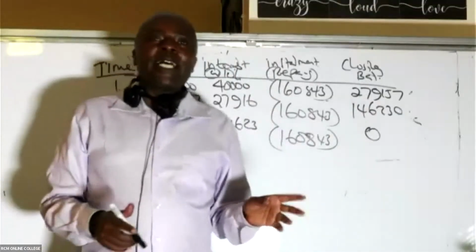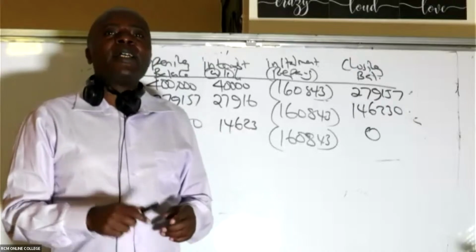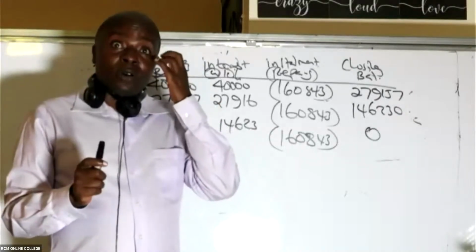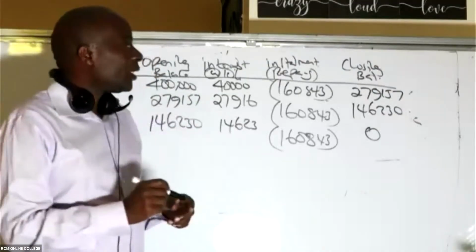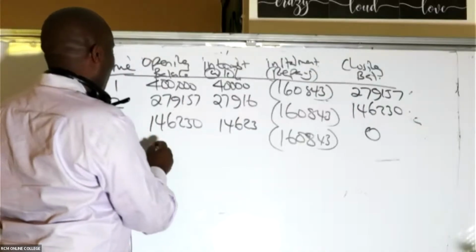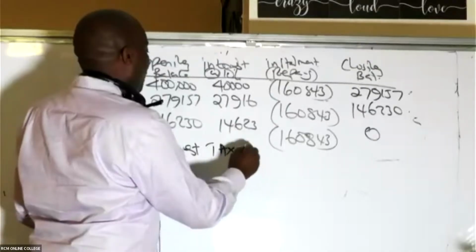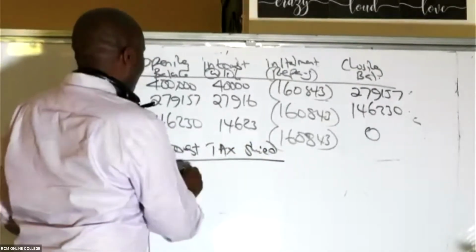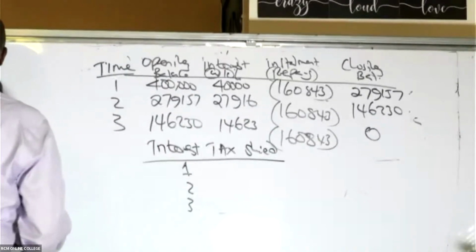Now, one of the things that you will be required here to appreciate is the present value of the interest, what we call the interest tax shield. I would want you to prepare something here, another table of interest tax shield. Very easy. So we have year 1, year 2, year 3.